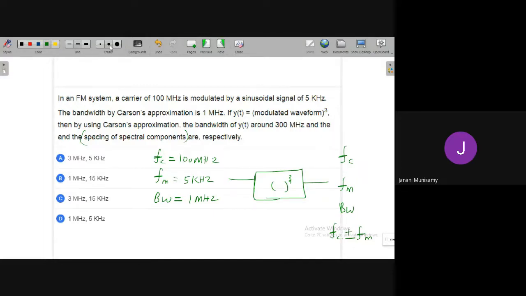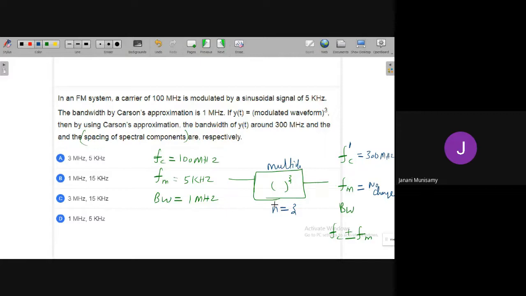First of all, we'll see what will happen to FC once you pass it through a multiplier with n equal to 3. Will it remain constant or become 3 times? They have given it in the problem. So FC will be converted into n times FC. Your new FC will be 3 times the old FC, that is 300 megahertz. FM, no change.